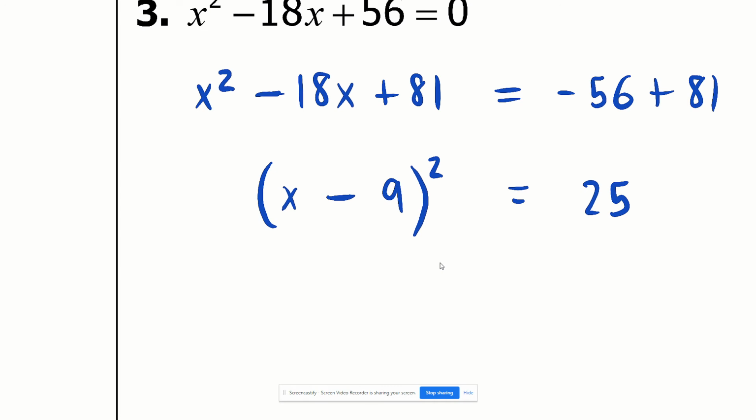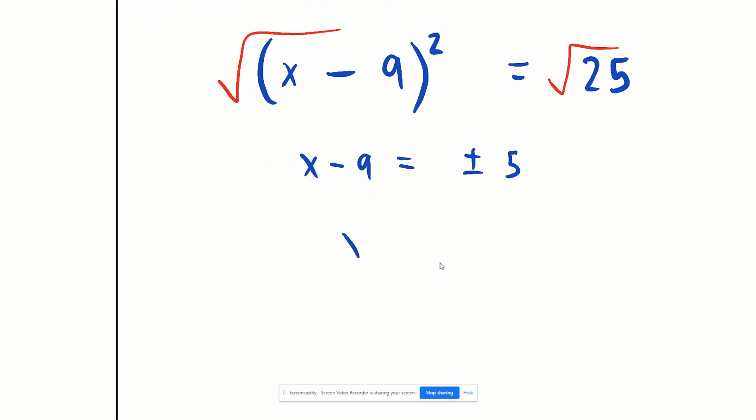So we actually created a perfect square trinomial in order to back it down into the binomial squared. And now look how easy this thing is to solve. Take the square root of both sides. So x minus 9 equals plus or minus the square root of 25, which is 5. Then we're going to add 9. So 9 plus or minus 5 is my answer.